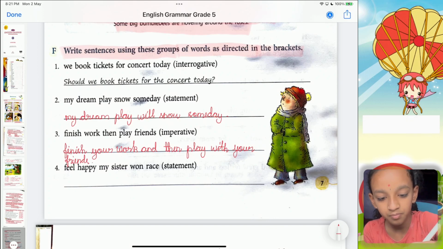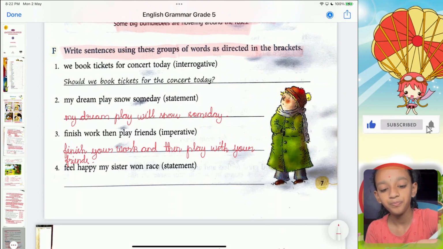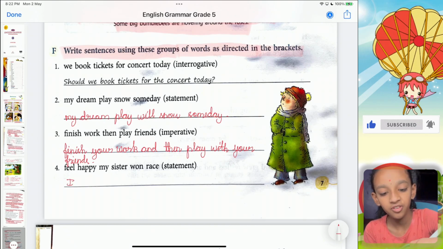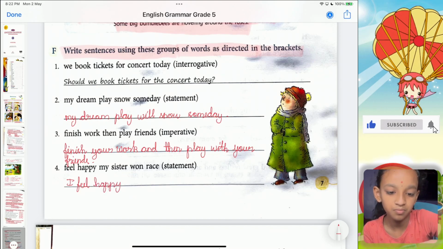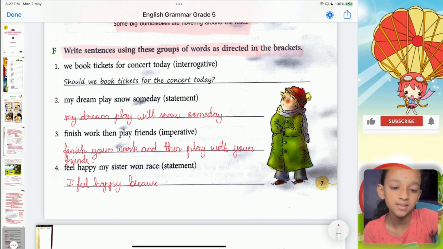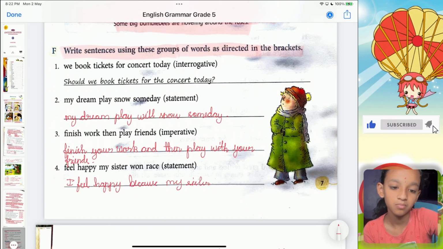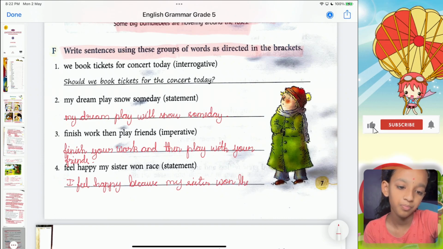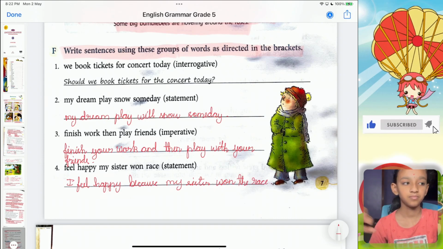Okay, feel happy. My sister won race. So you have to make it a sentence. Feel happy because my sister won the race. End with a full stop. Okay.